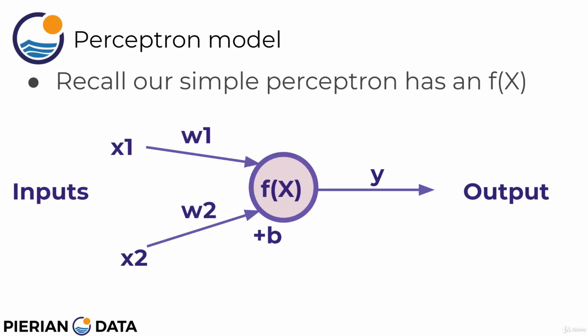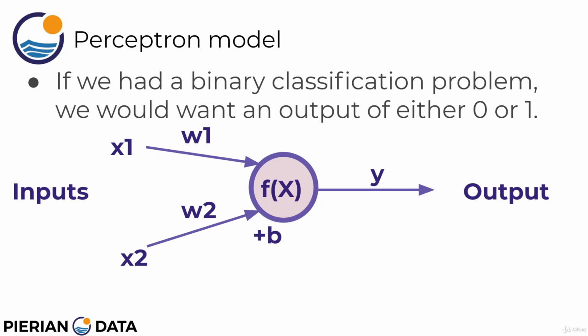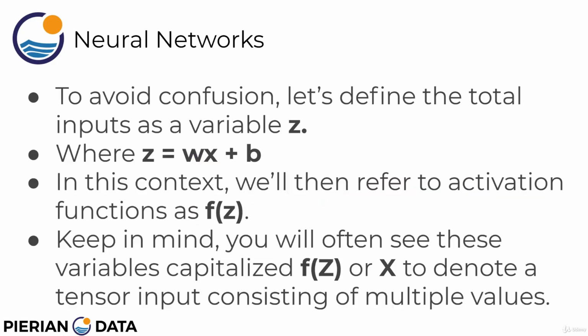So recall the simple neuron or perceptron model has an f of x, so we have those x's times their weights plus the bias of that neuron. You can imagine if we had a binary classification problem, we would want an output of either 0 or 1. Now as a quick note, to avoid confusion, I'm going to define the total inputs as this variable z, where z is equal to wx plus b. So in this context of a neural network, passing in the inputs times the weight plus the bias into an activation function, I'm really going to pass in that z term into the activation function.